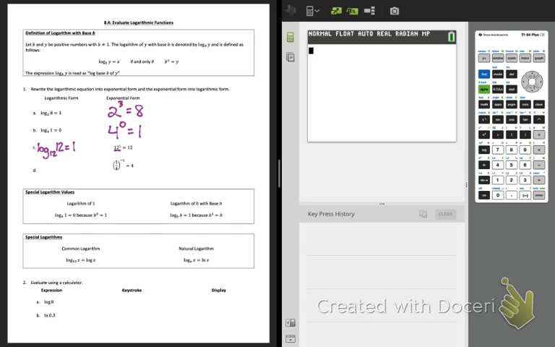And same thing in D. 1/4 to the negative first power equals 4. So again, the base of my exponent function is the base of my logarithmic function. So I'd have log base 1/4 of 4 equals my exponent, negative 1. That's how you flip back and forth between the two forms.